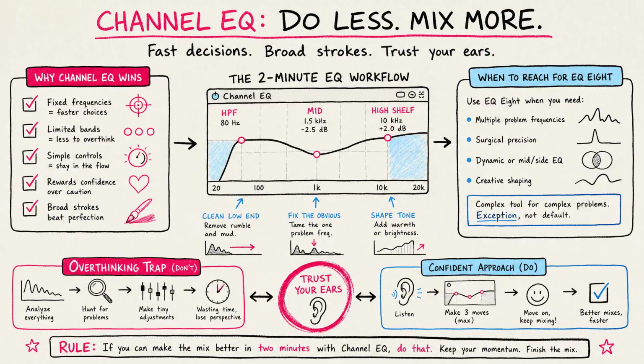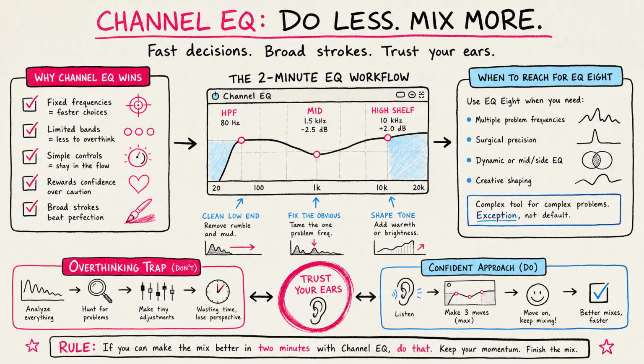Channel EQ succeeds by doing less. Its fixed frequencies, limited bands, and simplified controls aren't compromises, they're features that push you toward faster, more musical mixing decisions. The device rewards confidence over caution, broad strokes over surgical precision, and trusting your ears over analyzing your spectrum display. For most tracks and most mixes, Channel EQ provides everything you need: a high pass filter to clean up low end clutter, shelves to adjust overall warmth and brightness, and a midband to address the single most obvious frequency problem. When you encounter situations requiring more precision, and you will, EQ8 stands ready, but reaching for the complex tool should be the exception, not the default.